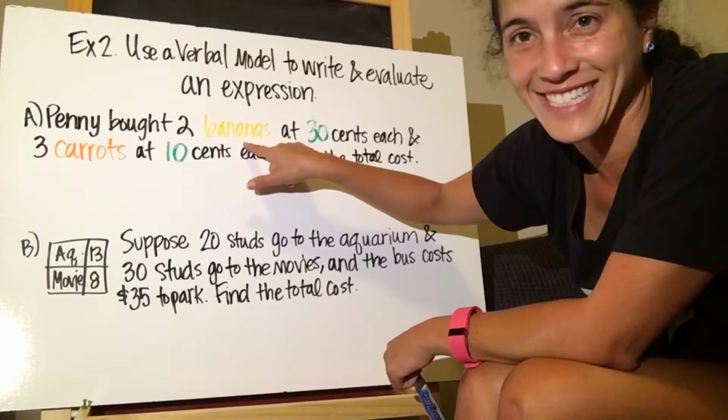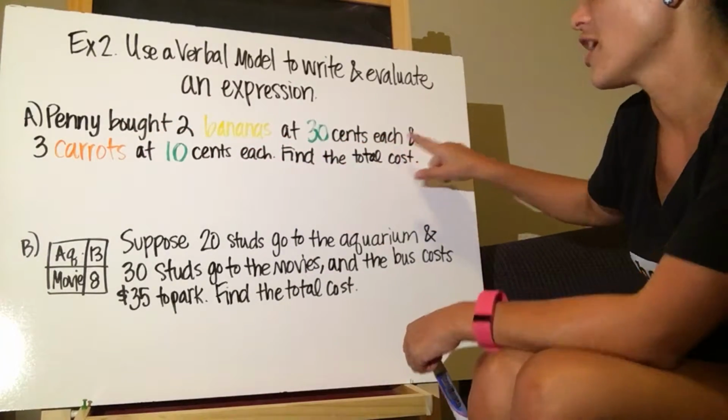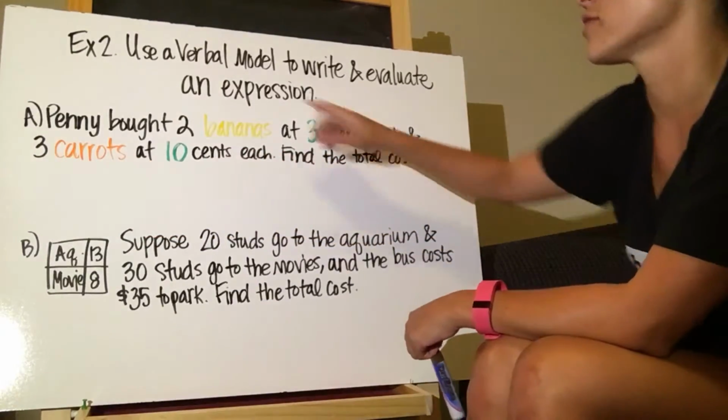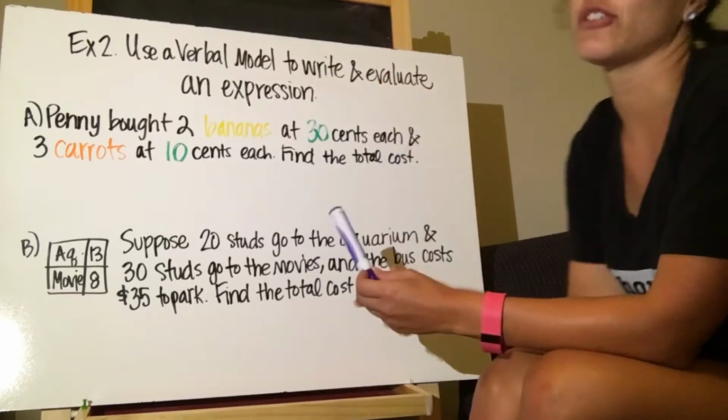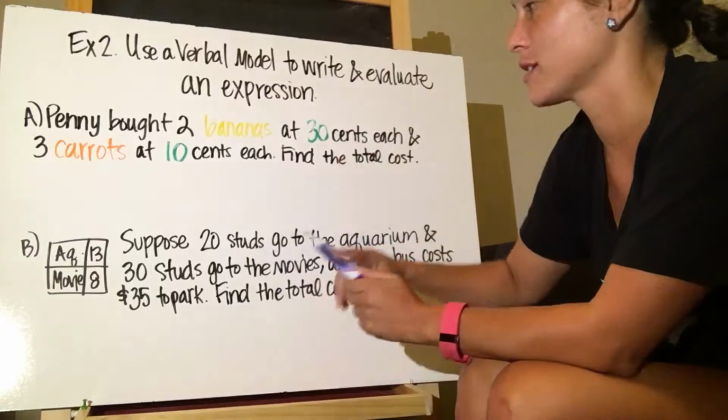So Penny bought 2 bananas. I don't know if you can read that. It says the word bananas. Penny bought 2 bananas at 30 cents each and 3 carrots at 10 cents each. Find the total cost. So again, we want to use this verbal problem to write and evaluate an expression.